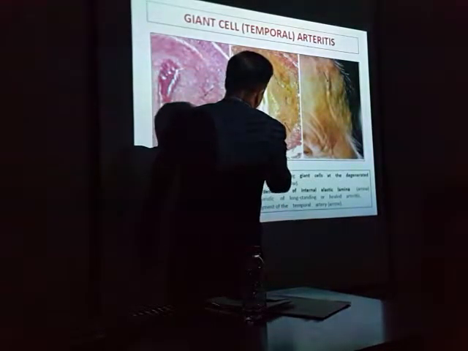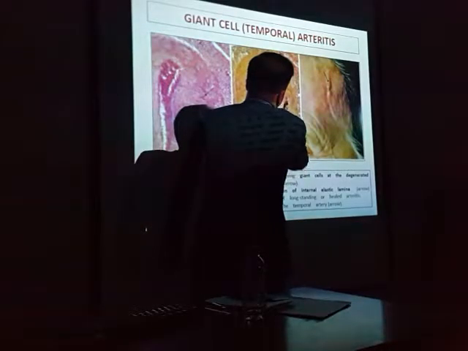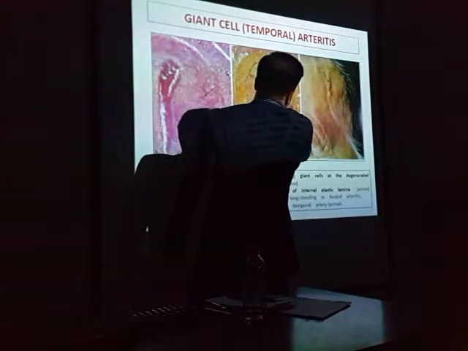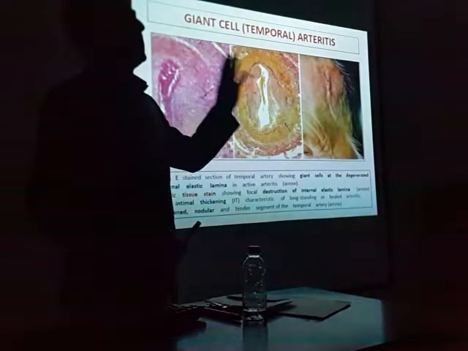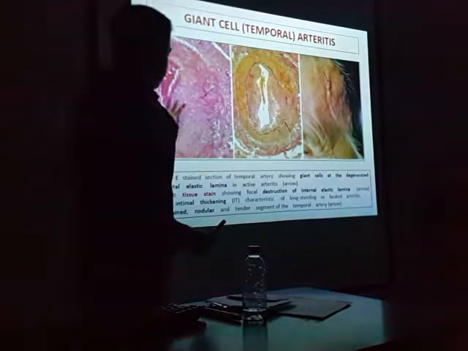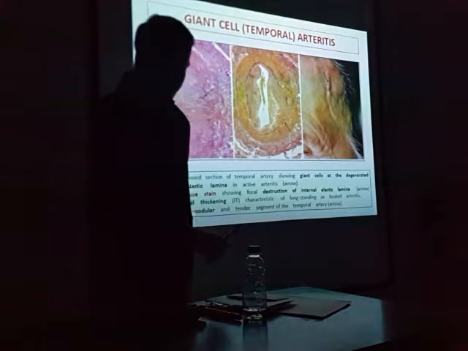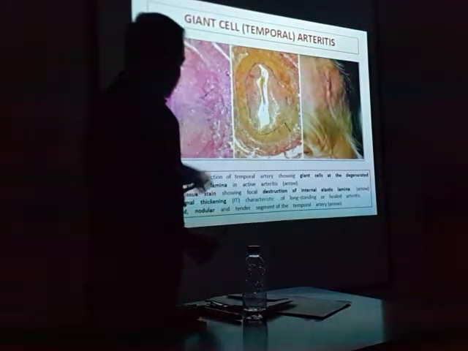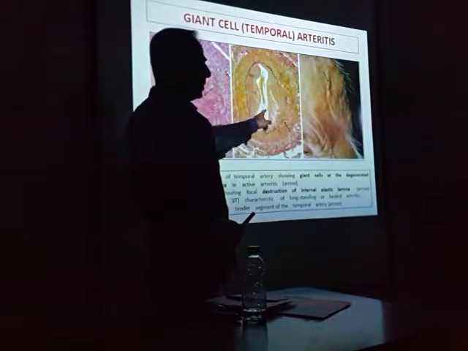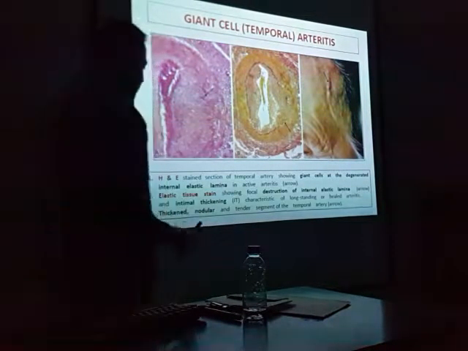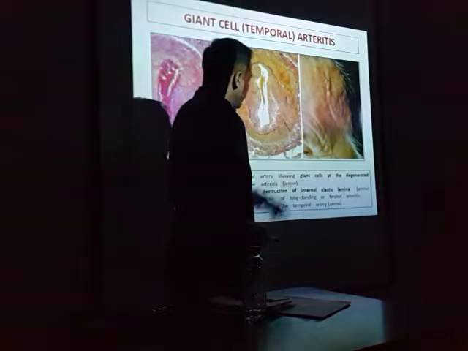So internal elastic lamina here is intact, but here there is inflammation and it has destroyed the internal elastic lamina. You can find the fragments. This is what is called fragmentation of the internal elastic lamina. So this is the hematoxylin and eosin stain. You will find the giant cells and degeneration of the internal elastic lamina. And this is the elastic tissue stain, the yellowish ones, and it shows the focal destruction of the internal elastic lamina, fragmentation.